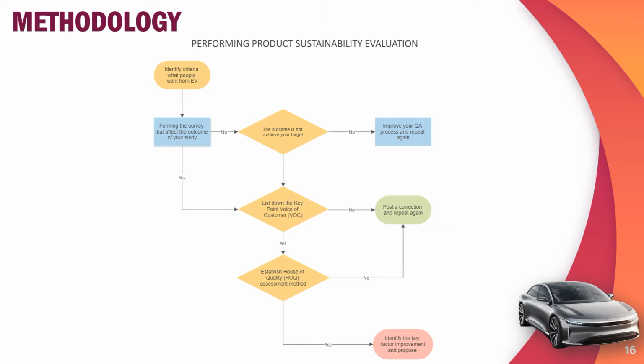So basically, if you look back at the second step, if forming the survey that affects the outcome of our study is no, then the outcome is not achieved for our target. So if no, we also need to improve our question bank process. Okay, next.